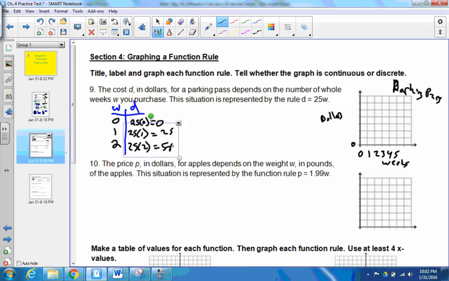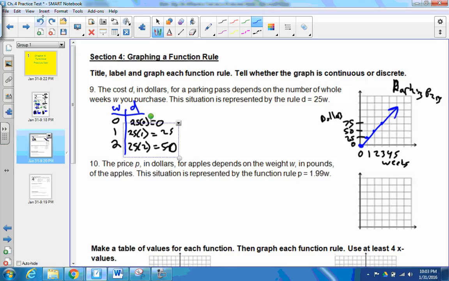So with that constant change, it's going to be linear. We'll make it go up by 25s every time. Why not? 25, 50, 75, and so forth. And if we graph those 3 points, we have 0, 0. We have 1 week is going to be $25. 2 weeks is going to be $50. If you're going to continue this, this will go on forever like that, and it'll be graphed like that.